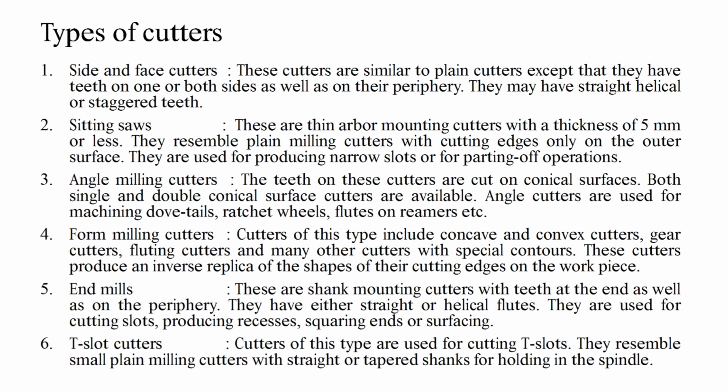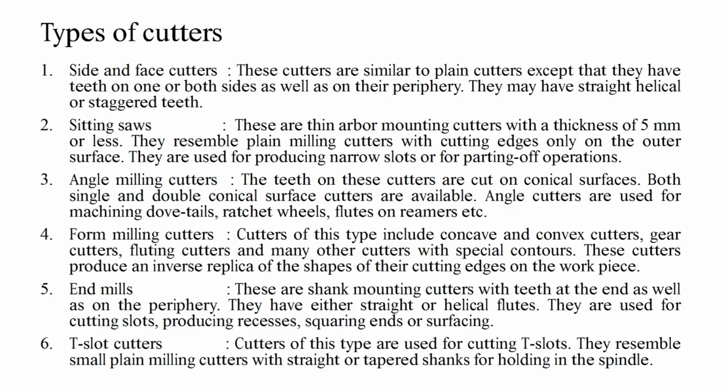1. Side and face cutters. These cutters are similar to plain cutters except that they have teeth on one or both sides as well as on their periphery. They may have straight, helical or staggered teeth. 2. Slitting saws. These are thin arbor mounting cutters with a thickness of 5 mm or less. They resemble plain milling cutters, with cutting edges only on the outer surface. They are used for producing narrow slots or for parting off operations.